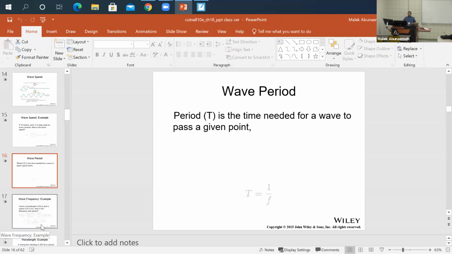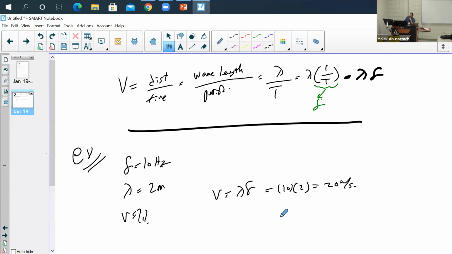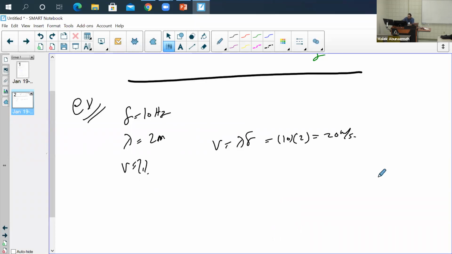Now, we mentioned that the period also is the time needed for the wave to go past a given point. So your period, again, equals 1 over f. So let's say we do another example.